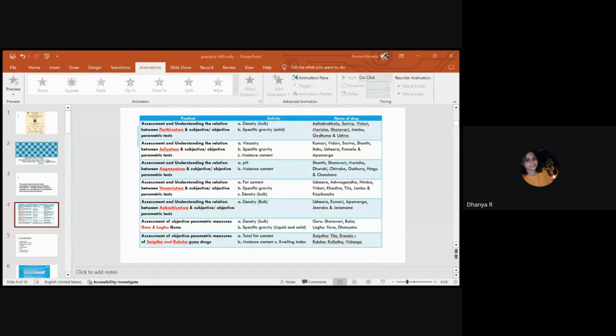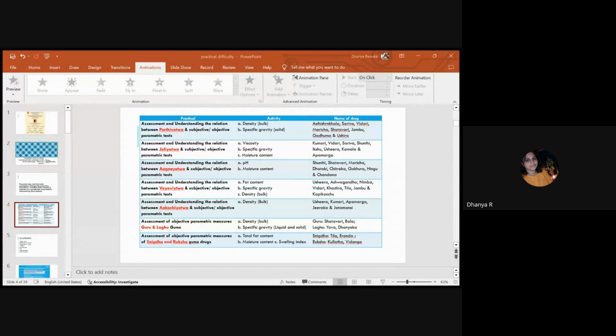And if you look at the practical exams also, they are supposed to do the specific gravity experiment and the pH experiment during their exams also. The others, they have to just observe, or you have to just demonstrate to them how to conduct these experiments. Now coming to each experiment. The first experiment is bulk density.